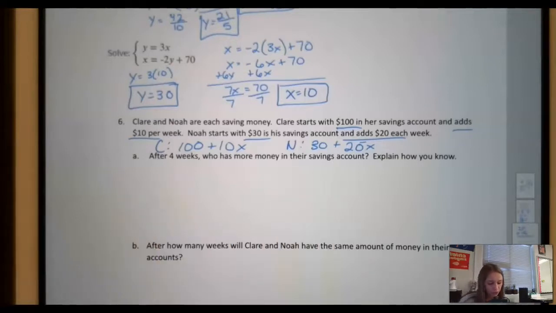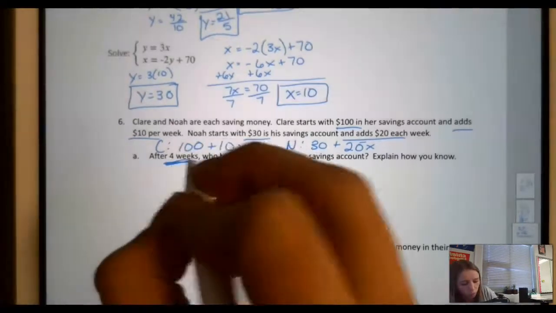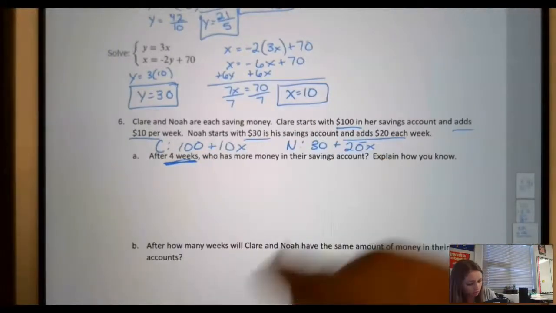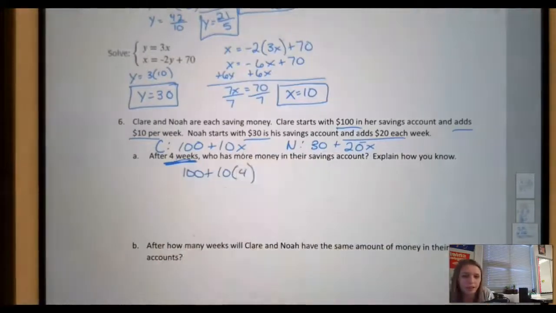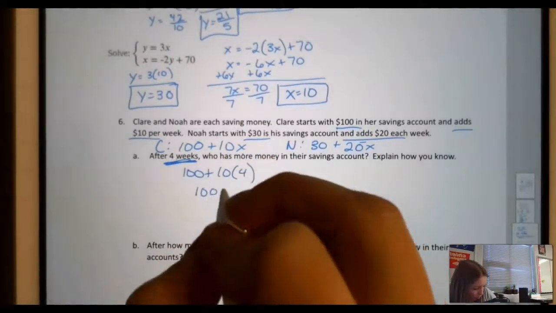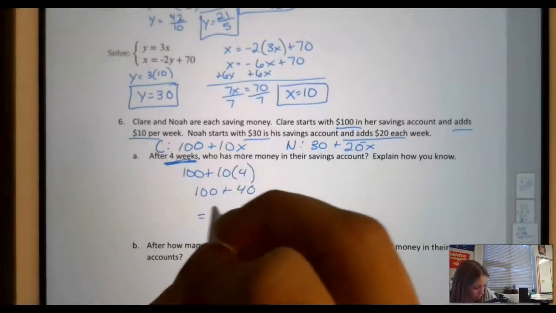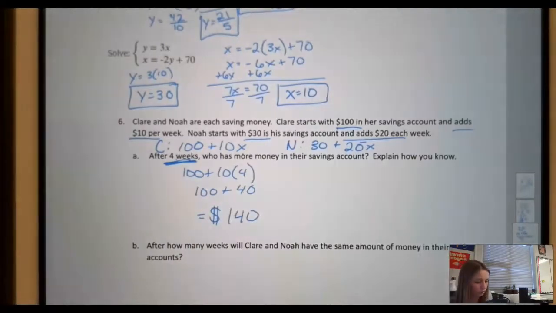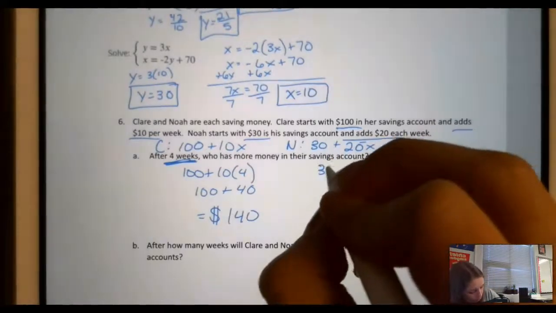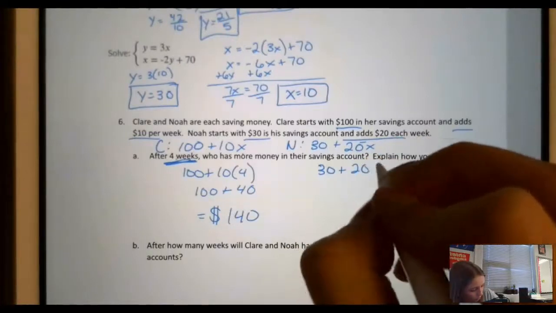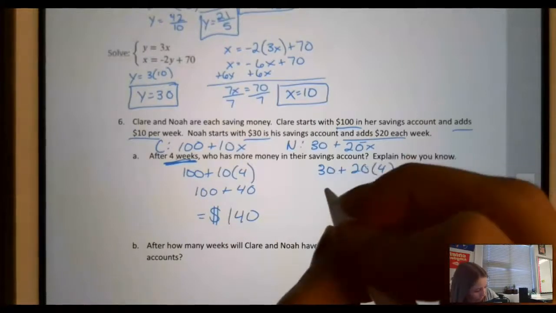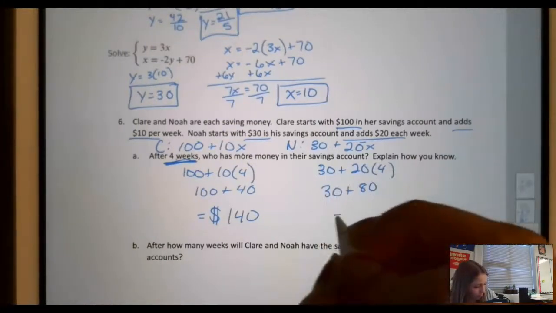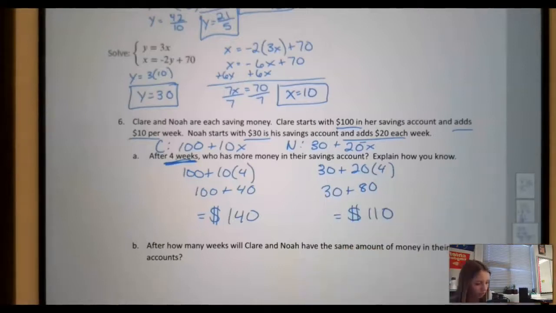Okay, so after 4 weeks, who has more money? So we're going to plug in 4 to each of our equations. So 100 plus 10 times 4, because I'm plugging in 4 for x, then equals 100 plus 40, which then gives us a grand total of $140 in Claire's account. Now we're on to Noah. He starts with 30, and then 20 times 4, since we're still thinking about 4 weeks. So now we have 30 plus 80, which gives us a grand total of $110.